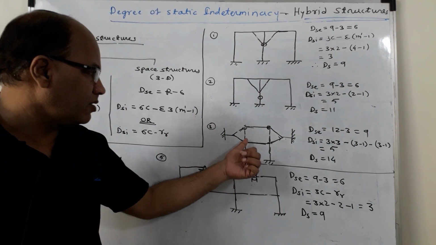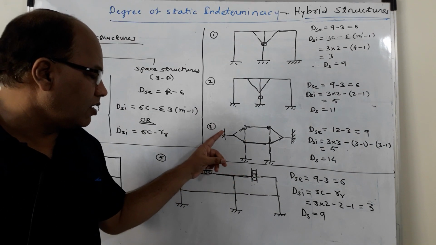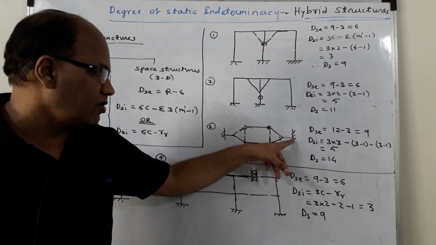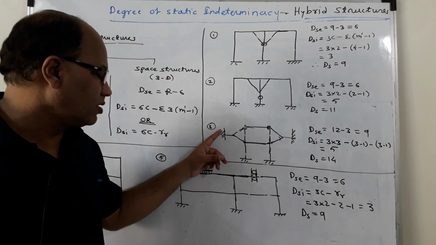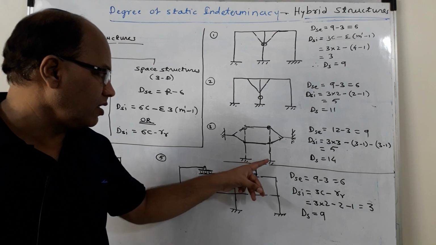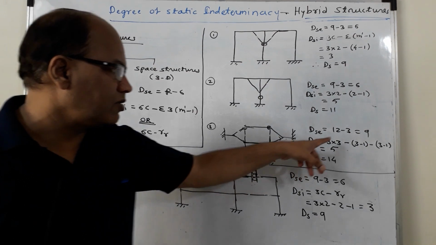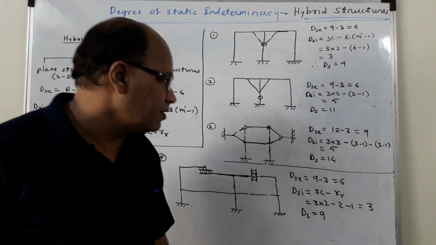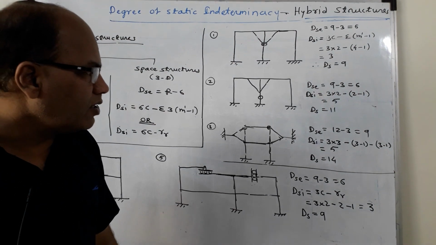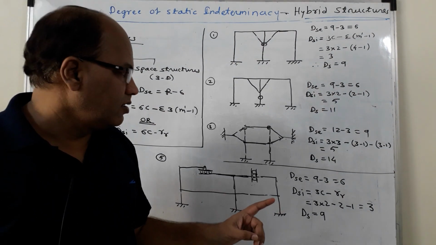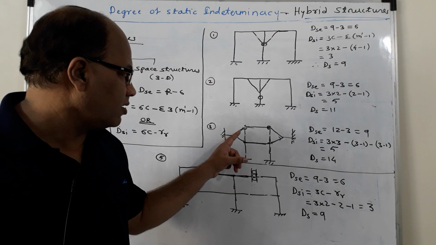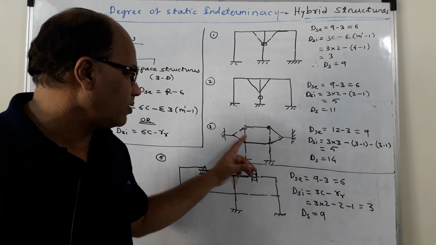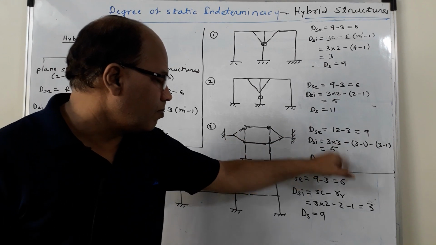Now it is figure number 3. DSE, now there are 4 fixed supports. So DSE is equal to 3 reaction components at each support. So 3 into 4, that is 12. 12 minus 3 is 9. DSE is 9. Now DSI, 3 times C. Number of closed loops over here are 3: 1, 2, 3. So 3C becomes 3 into 3, that is 9, minus.